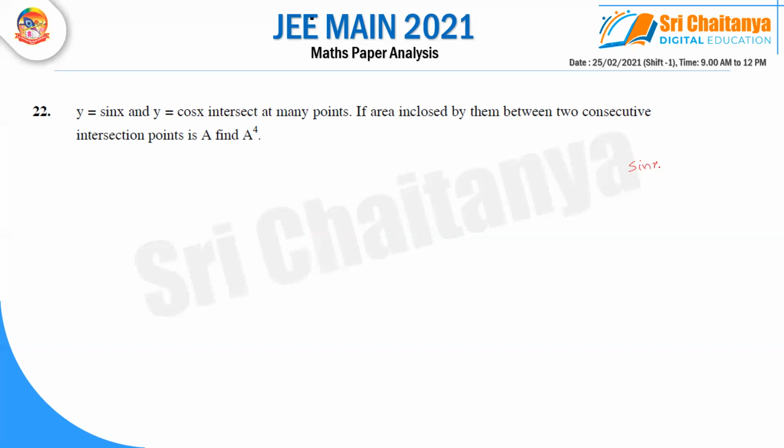Sin x equal to cos x. So I am getting tan x equal to 1. That means x equal to n pi plus pi by 4. So what I am doing, I'm just writing the graphs of sin x. Let's assume this is a graph of sin x. And cos x graph will be something like this. So they are asking about this area.